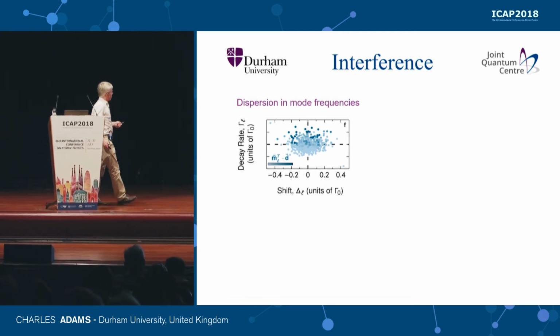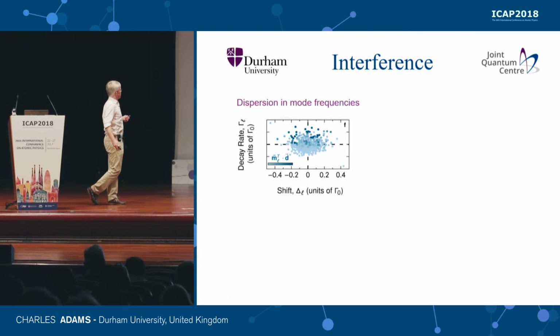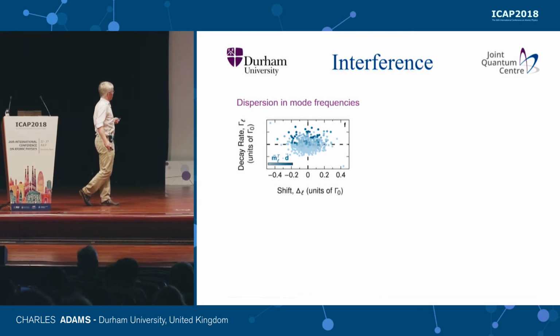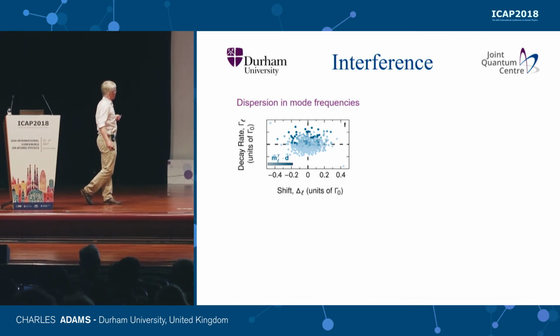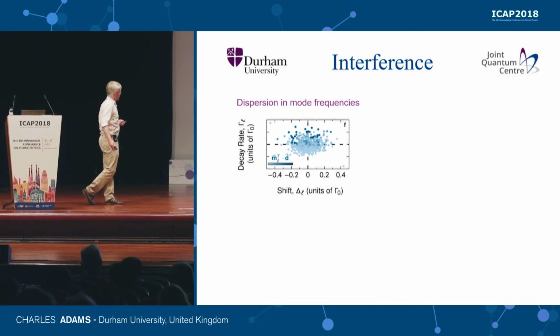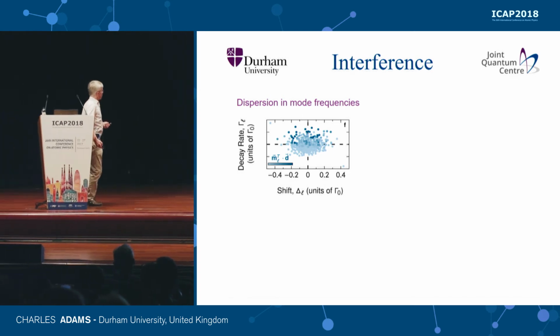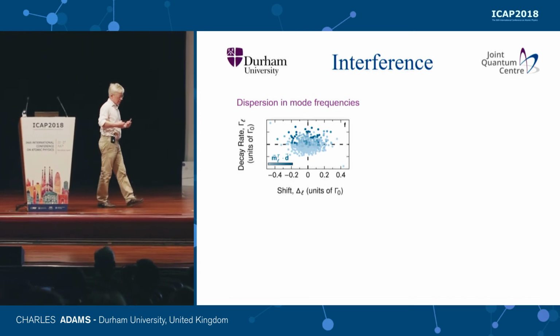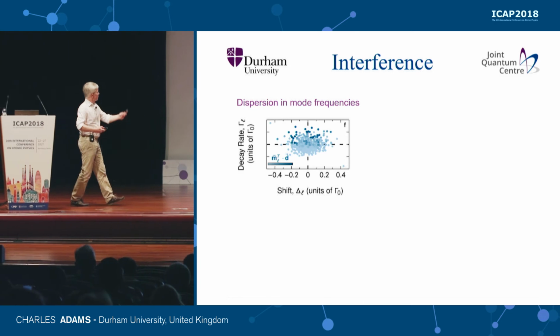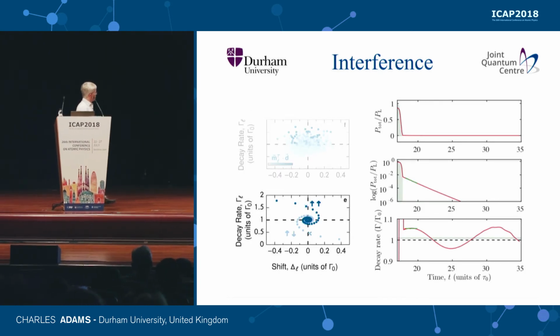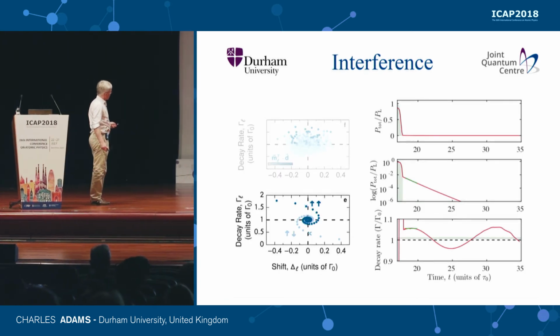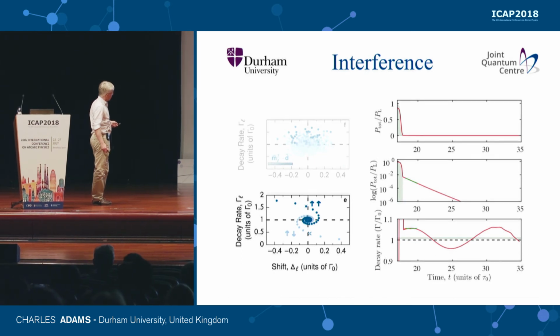Well, it all comes back to this dispersion in these mode frequencies. We've seen that superradiance is involved with a change in the decay rate. But what we missed until now is the fact that the frequencies are also shifted. And this dispersion in the mode frequencies gives rise to interferences that give rise to a faster decay. You can see this very nicely in a 2-atom system. Again, here you get a decay that's very close to gamma.